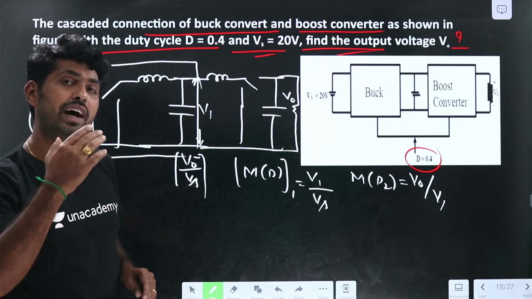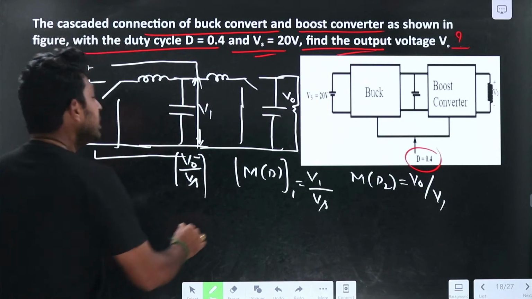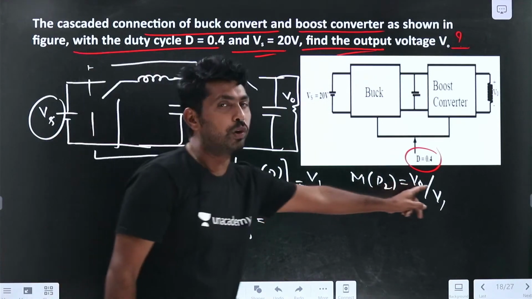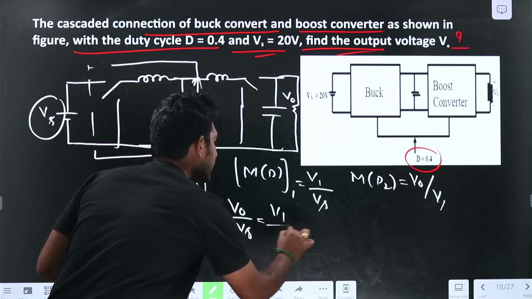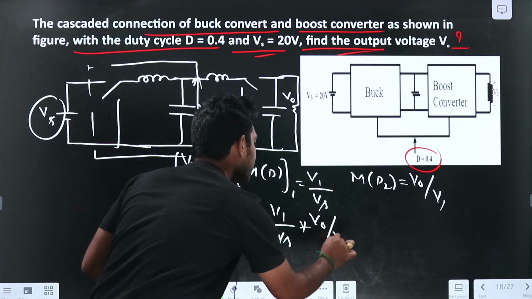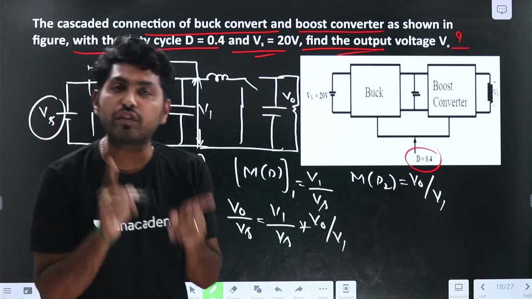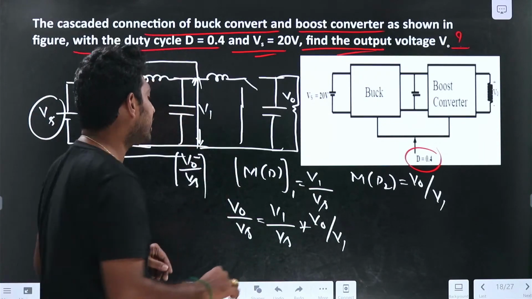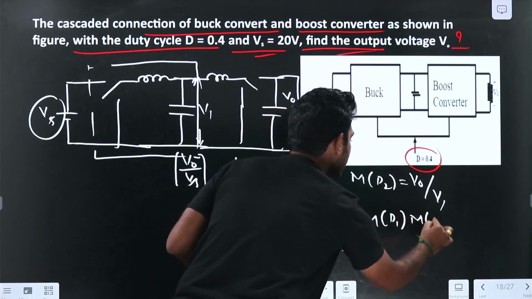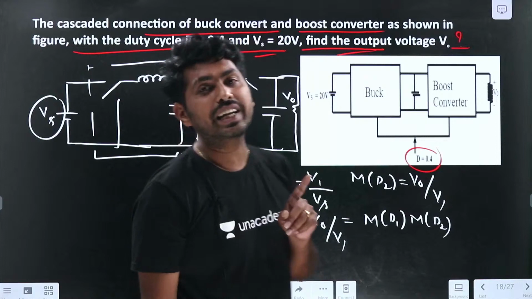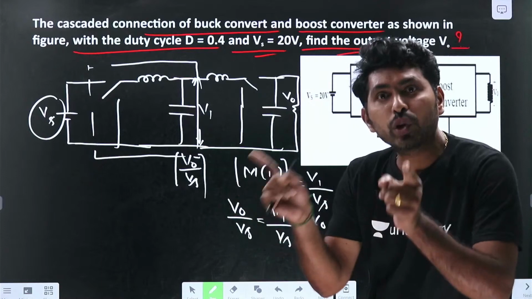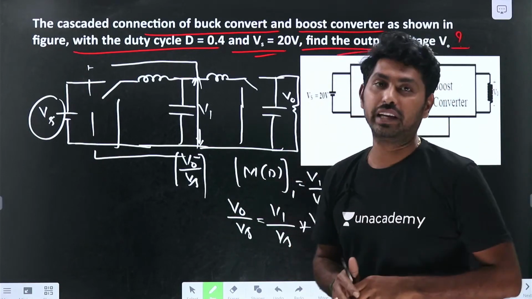Now I want to find the total gain. Total gain equal to V0 by Vs. If I multiply both of these, I will get the same value, which is V1 by Vs into V0 by V1. That means if I multiply the gain of the two converters, I will get the total gain: M of D1 into M of D2. So when two converters are connected in cascaded connection, if you multiply the two gains, you will get the overall gain.